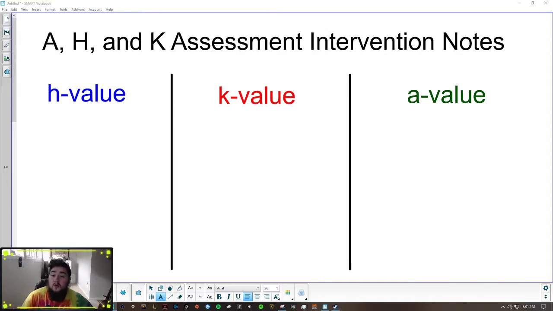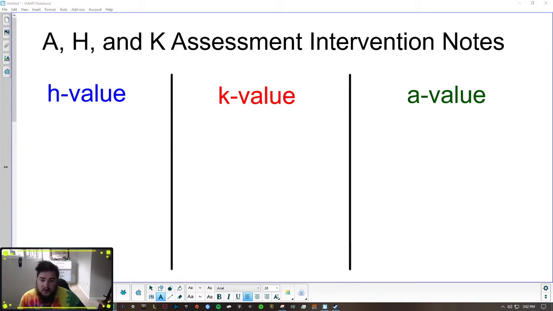If you're here, you are here for your A, H, and K assessment intervention notes. This is the process we'll have to go through in order to retake a test. If you see that NY in the grade book, that means you need to retake A, H, and K values. So in order to get that retake, you must take these notes in your notebook. Take out your notebook and something to write with, because we are going to copy this down.